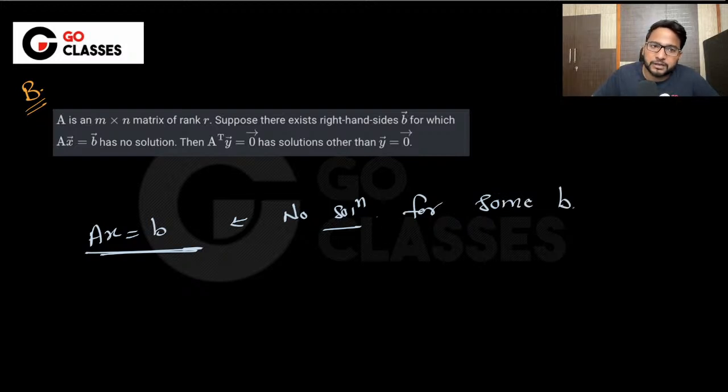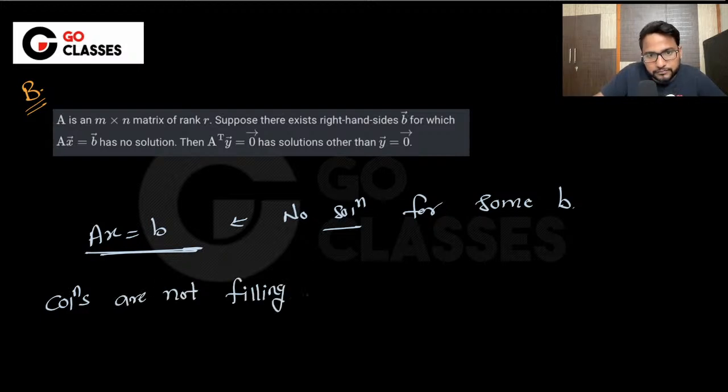What does this mean? If there is no solution for some B, it means that the columns are not filling the space. The columns are not filling the space. Is this okay to everyone? Okay. Now, then they are saying A transpose Y. So basically, now here, just let me know if columns are not filling the space. So what does this mean?